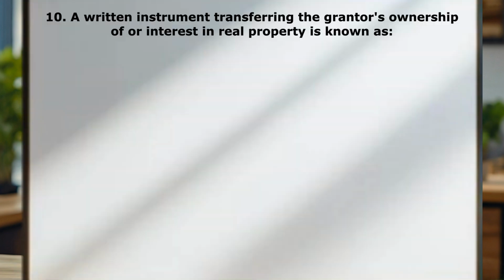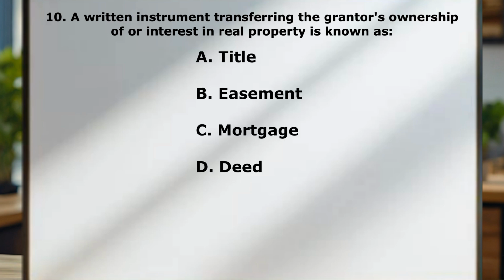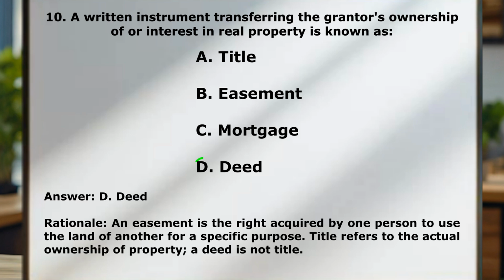Question number 10. A written instrument transferring the grantor's ownership of or interest in real property is known as A. Title, B. Easement, C. Mortgage, D. Deed. The answer is D. Deed. So once again, if you just understand what each of these words mean, you'll be able to quickly and easily answer these questions. So we know that an easement is just the right acquired by one person to use the land of another for a very specific purpose. And title refers to the actual ownership of a property, while a deed is not title.